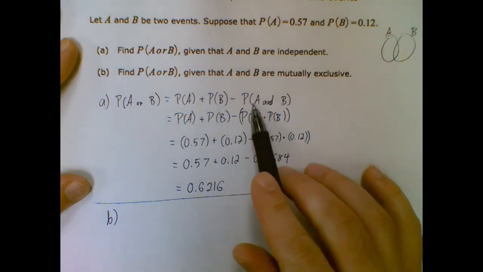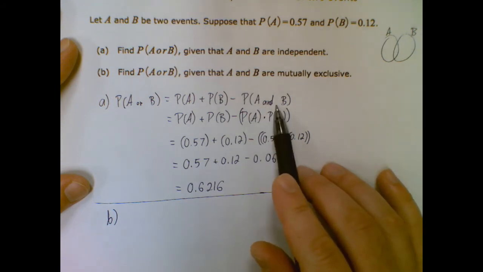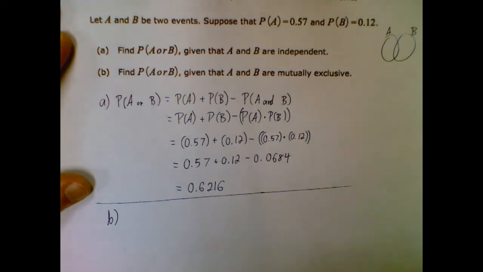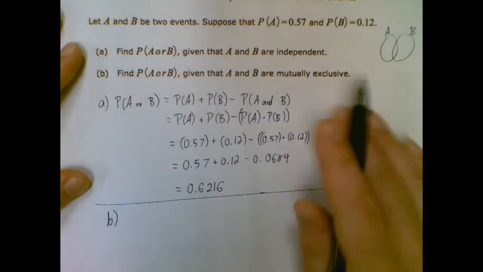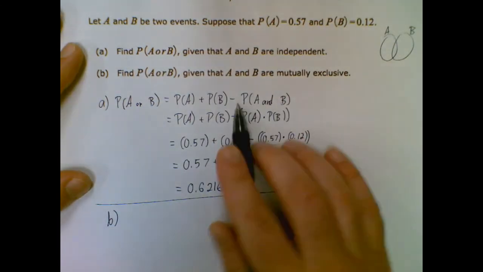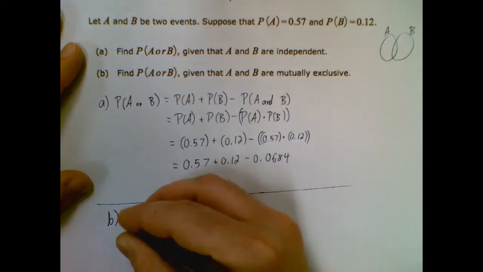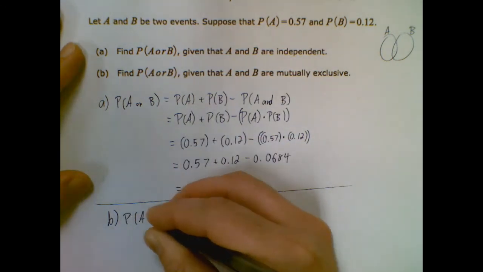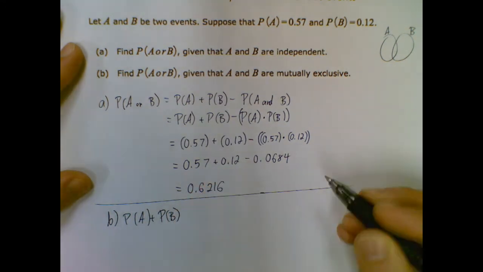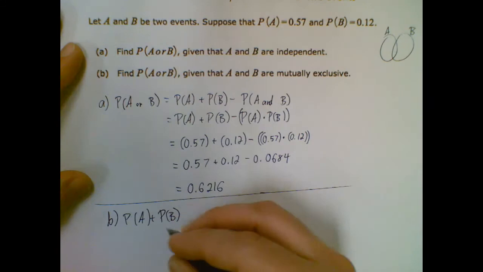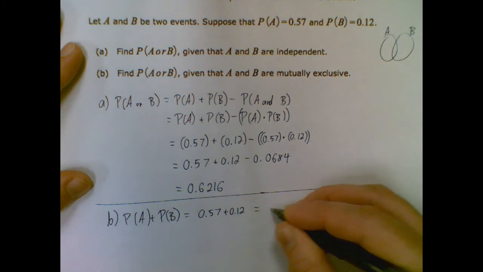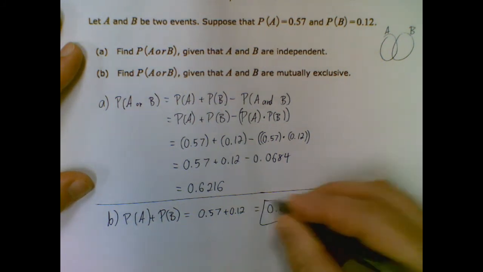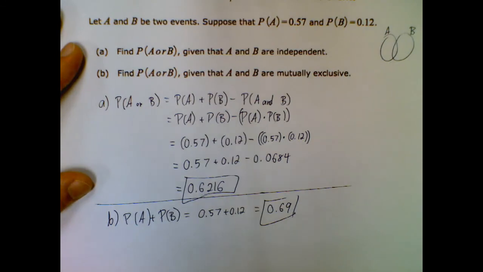Okay. Now, B is actually a little bit easier, because if they're mutually exclusive, that means they can't happen at the same time. So this probability of A and B is 0 for any mutually exclusive things. It's like trying to flip a coin and get heads and tails. It's not going to happen, right? They're on opposite sides. So anytime they're mutually exclusive, that means that this is 0. So we just have to find the probability of A plus the probability of B, which we already did. So 0.57 plus 0.12, add those up and you get 0.69, which are the two probabilities you are looking for.